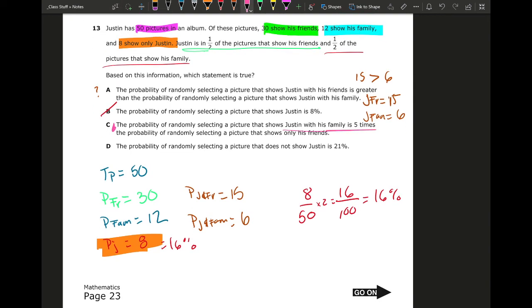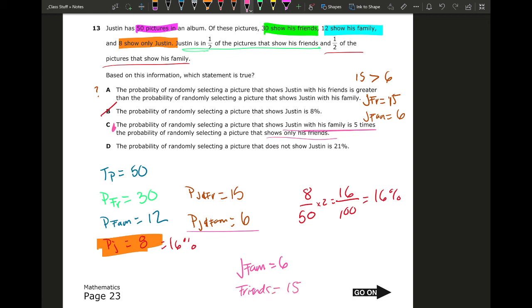Justin with his family. That is going to be right here. So that is Justin with family equals 6. And the other thing is his friends only. So for his friends, there is a total of 30, but he's in 15 of them. So the ones that show his friends only is going to be only 15, right?